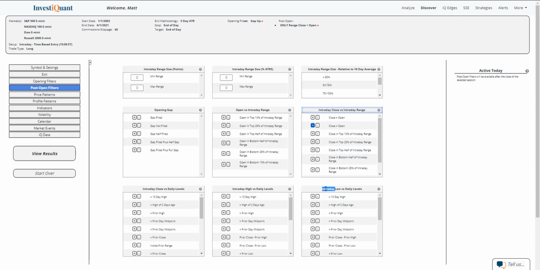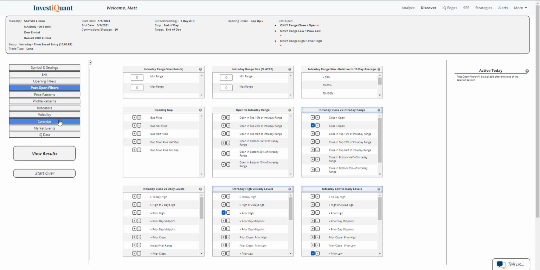Next, I'm going to say that the low of today is below the prior session low. So I'm going to do that by going to where is the intraday low versus daily levels. I'm going to hit equals next to below prior low. And then lastly, I'm going to go to the intraday high versus daily levels, and I'm going to say that the intraday high is greater than the prior session high. So that forms that outside down pattern where you have a higher daily high, a lower daily low, and you are trading below the open, making a red daily candlestick.